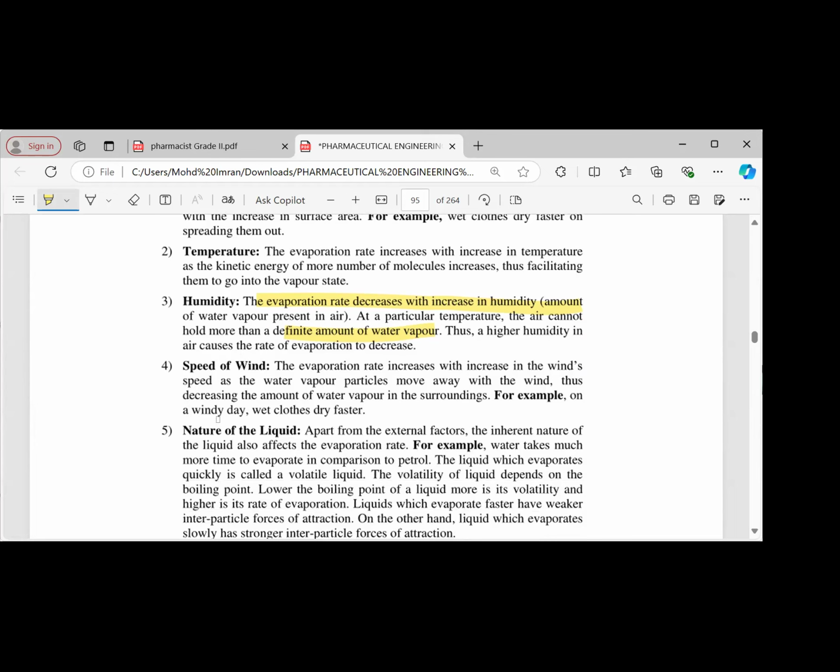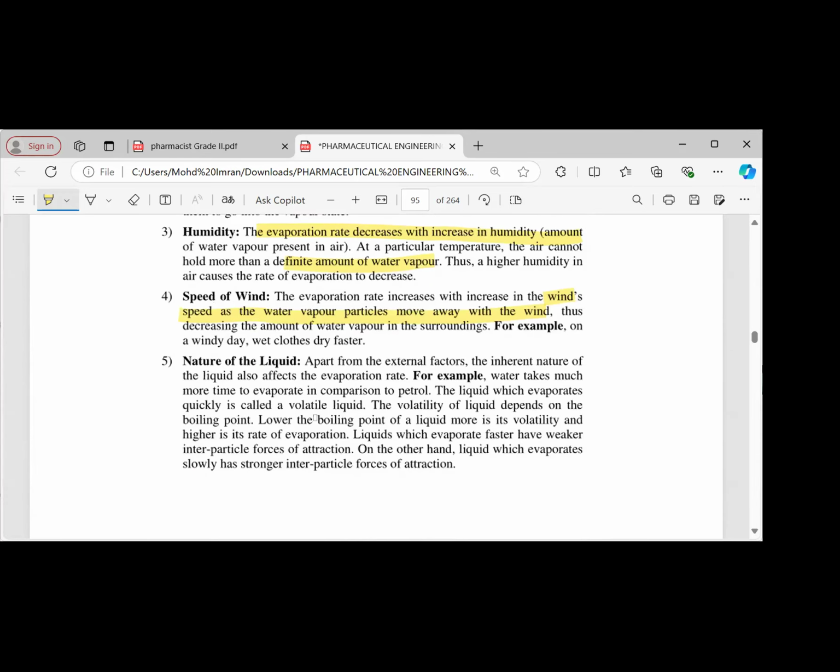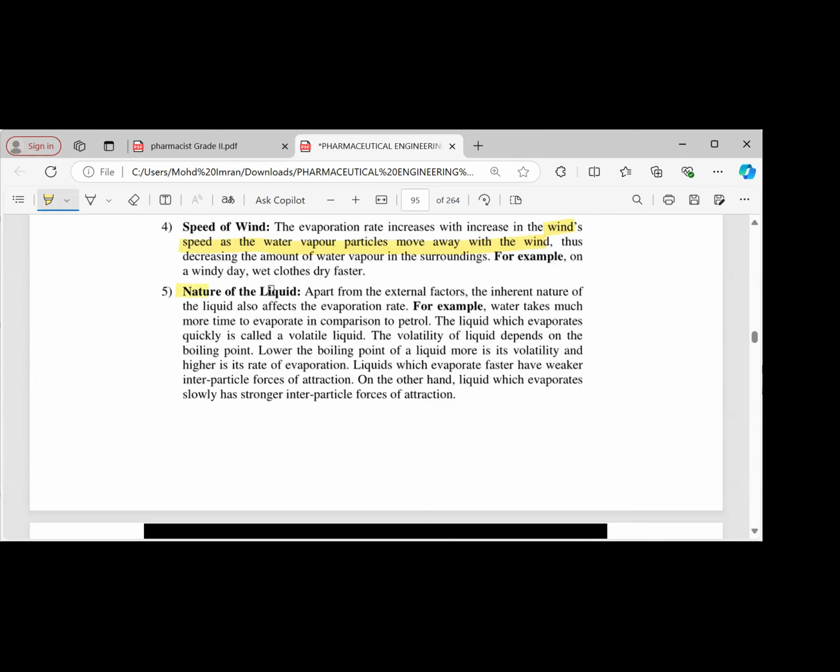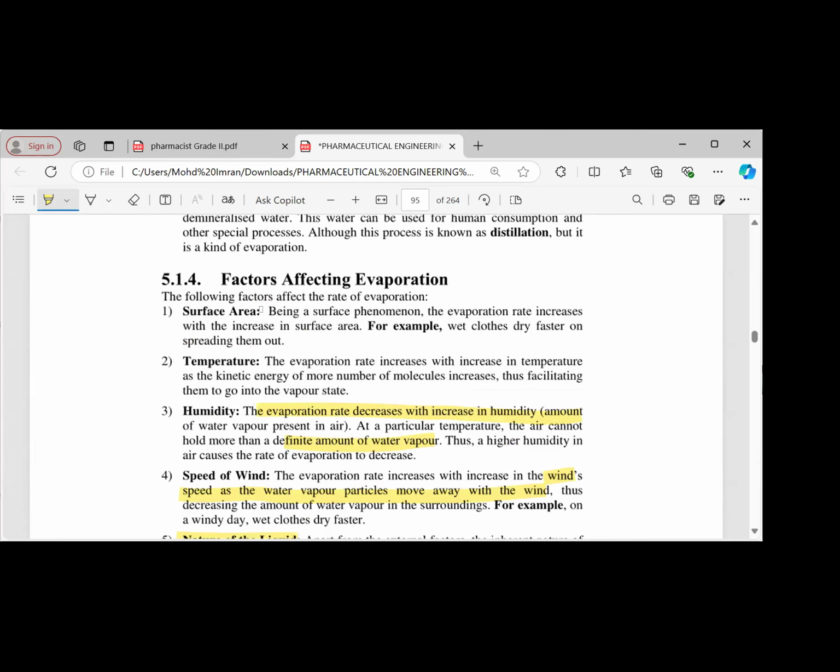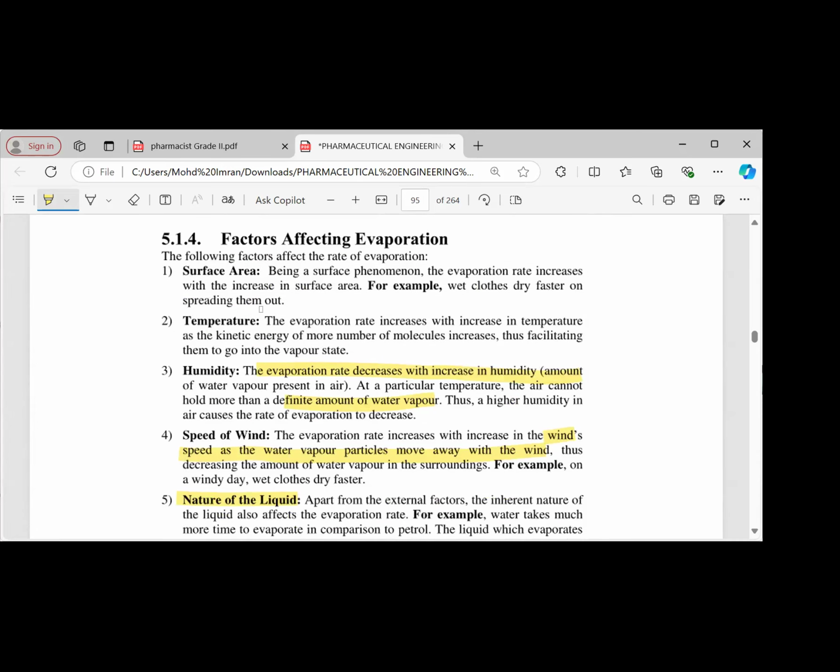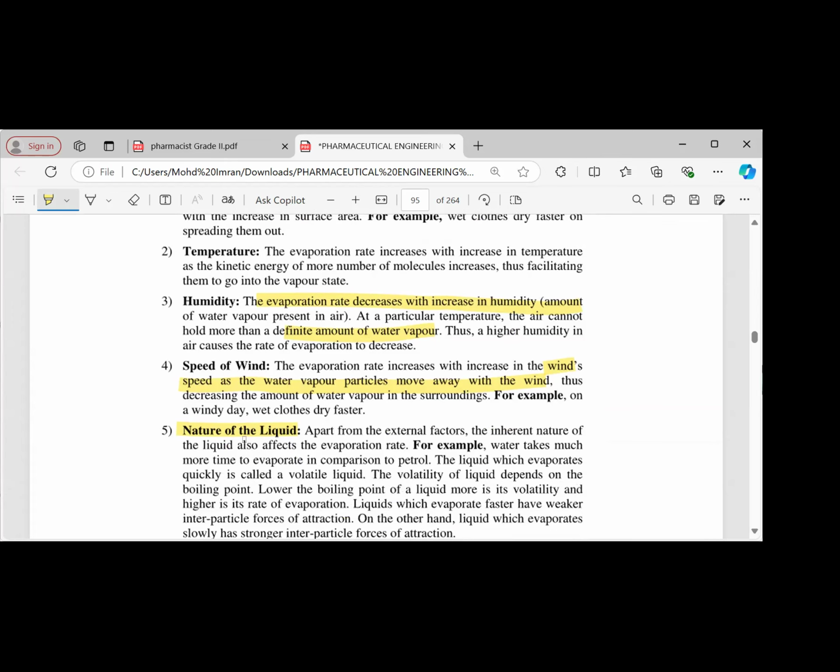Next, speed of wind. I hope you remember in dryers and evaporators there are also fans to circulate the hot air uniformly. So speed of the air also plays an important role. Speed of the wind also plays an important role in evaporation. Next, nature of the liquid, viscosity of the liquid, concentration of the liquid also plays a vital role in evaporation. So please note down the factors affecting evaporation. They can ask in question like which among the following is not the factor in rate of evaporation. So surface area, temperature, humidity, speed of the wind, and nature of the liquid.